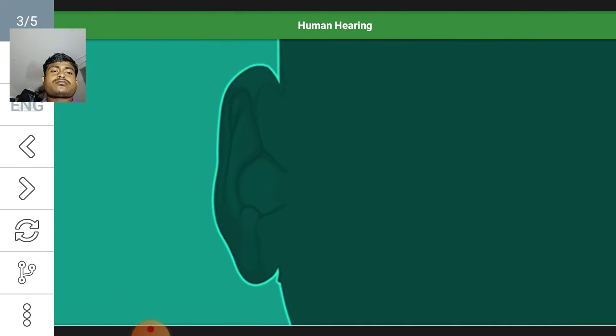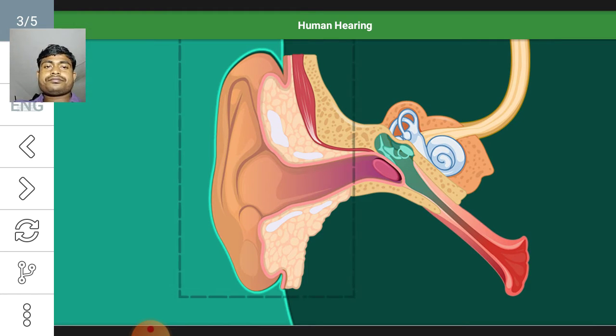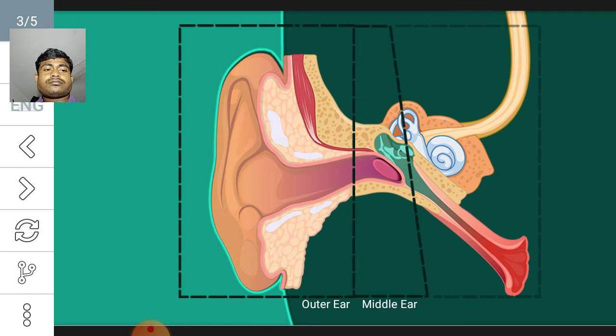Our ear is divided into three parts, the outer ear, the middle ear, and the inner ear. Tap on each to learn about their functions.